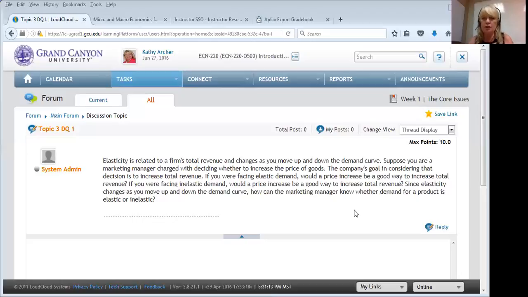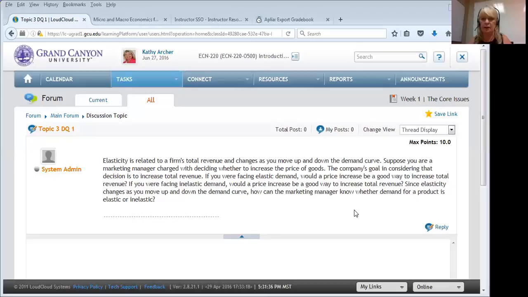But that information by itself isn't all that useful if you think about it. I'm a marketing manager and I'm trying to decide whether to increase price, and all I know is, well, if I run the price up, I'm going to lose some quantity. The obvious question is, how much quantity? And will the price increase offset the loss of quantity? That's what we're going to answer with elasticity.